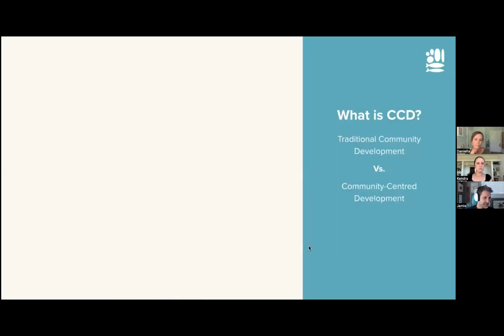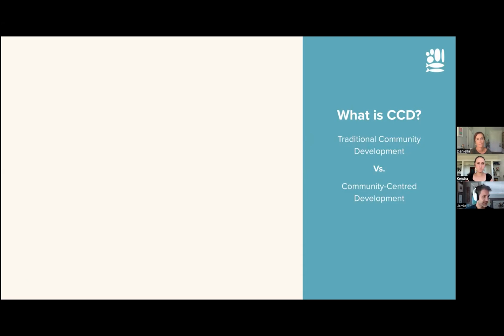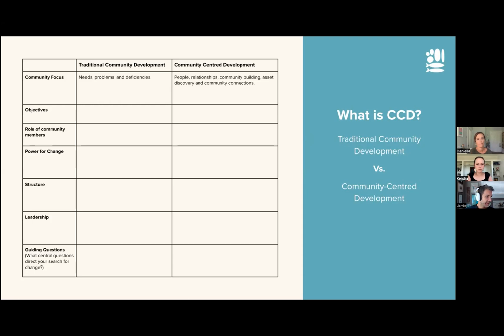I'm going to just change the slide here. We're going to look at these two different ideas: a traditional community development model, which you're probably familiar with or even participated in, and the community center development model. What I was talking about is a community focus. What is the focal point of that person that comes from outside of the community? Well, you're looking at needs and problems and deficiencies. But as you can see here, in a community centered model, it's about people, relationships, community building, asset discovery, and community connections.